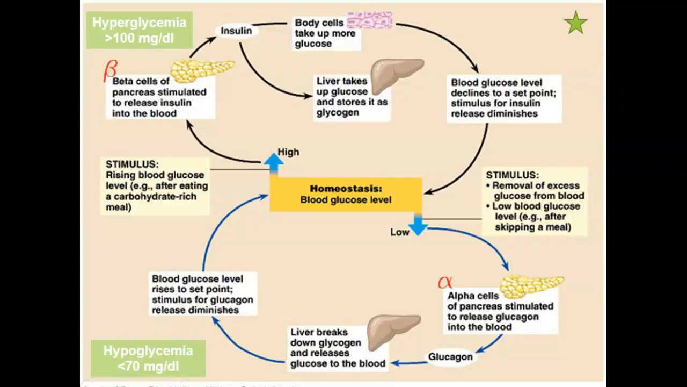This is a good graphic that goes over the negative feedback loop of what happens when there's an elevation of glucose in the body versus what happens when there is low blood sugar. So make sure you kind of have a sense. This is just kind of the cycle of what happens with the body trying to maintain homeostasis, which I'm sure you're sick of hearing me talk about.